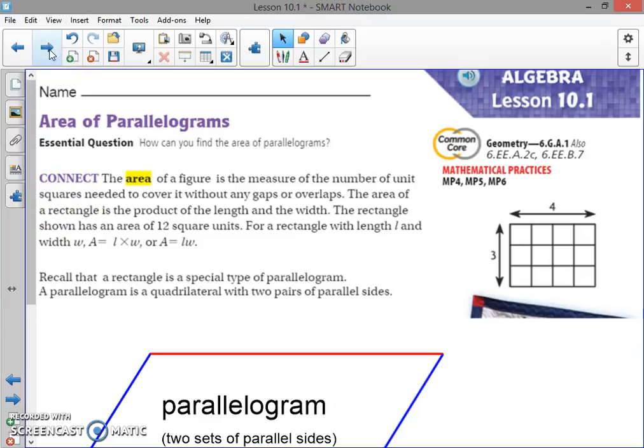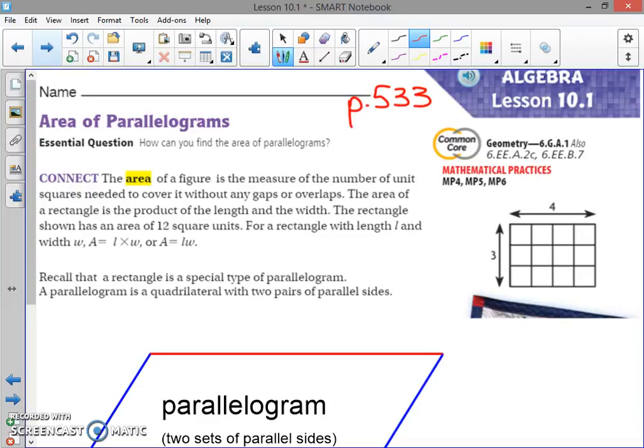Please turn to page 533 in your book, and we will begin lesson 10.1, Area of Parallelograms. Essential question: how can you find the area of parallelograms? Okay, connect. The area of a figure is the measure of the number of unit squares needed to cover it without any gaps or overlaps.